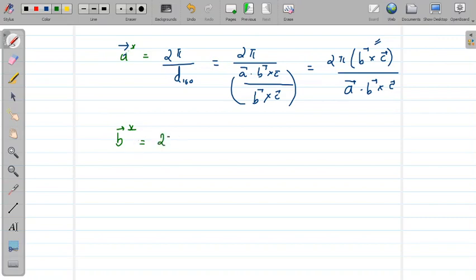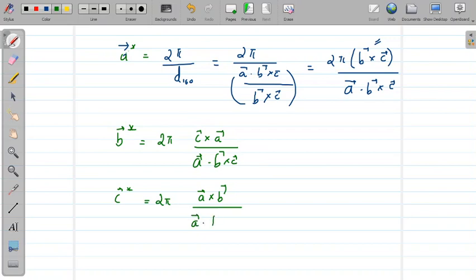The equation for B star can be found to be 2 pi into C cross A divided by A bar dot B bar cross C bar, and C star can be found to be equal to 2 pi into A cross B divided by A bar dot B bar cross C bar. So these are the relations between the direct lattice vectors and the reciprocal lattice vectors. You can find the equations for reciprocal lattice vectors just by knowing the direct lattice vectors.